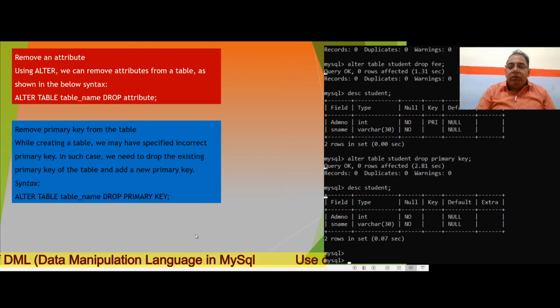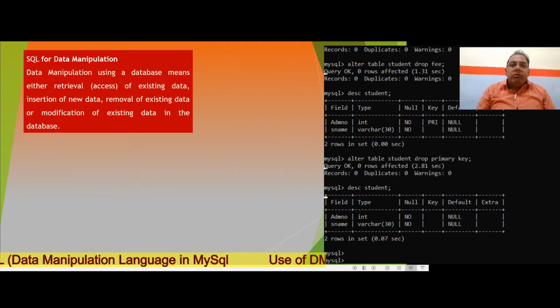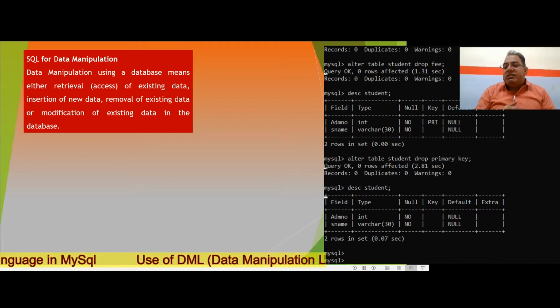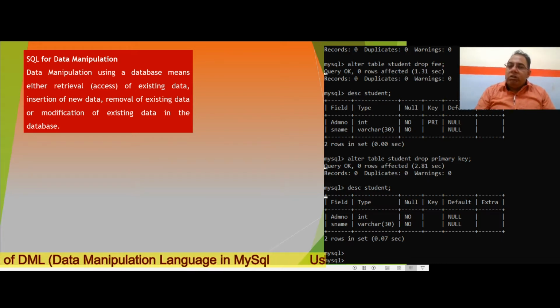Next we will move further, and here we will discuss SQL data manipulation, meaning in Structured Query Language how we can manipulate data in the database. What is data manipulation? First of all, data manipulation in a database means either retrieval of existing data, insertion of new data, removal of existing data, or modification of existing data in the database.